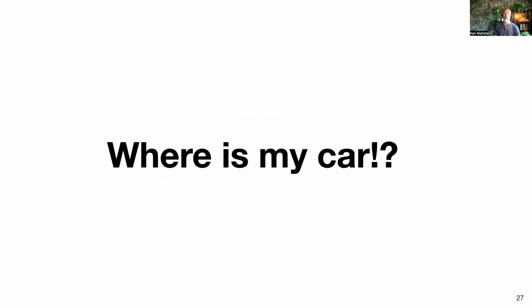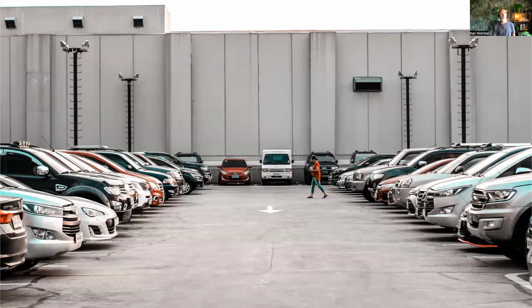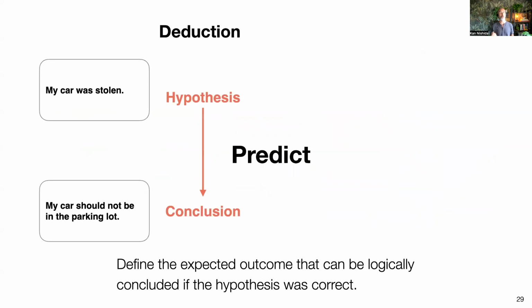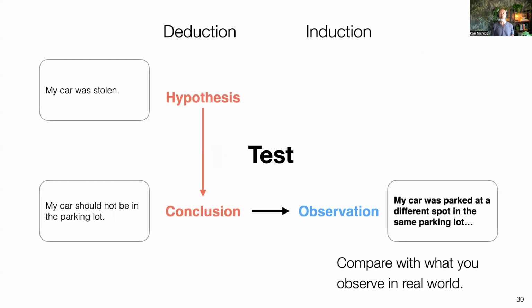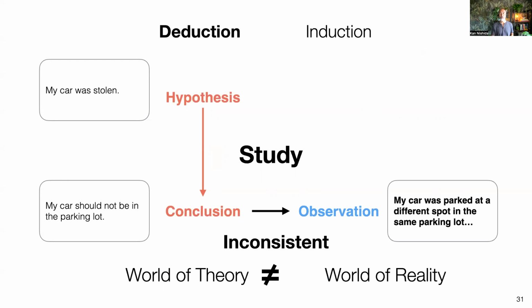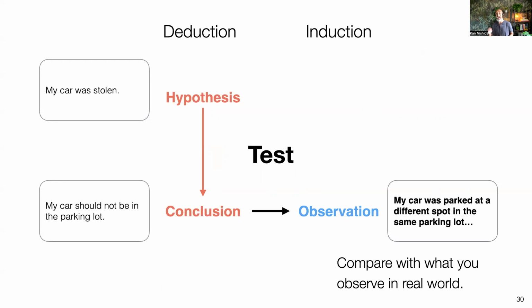So let me use the where's my car example. I can't find the car, so immediately I thought my car was stolen. If this is the hypothesis, then what should the world be like? I use logic to say, hey, my car should not be in this parking lot. And then what I should do is test it in the real world. I'm going to look around every corner of the parking lot. I couldn't find it, and that's what's happening in the real world. So, I'm sorry, I found it. I found the car, just in a different spot.